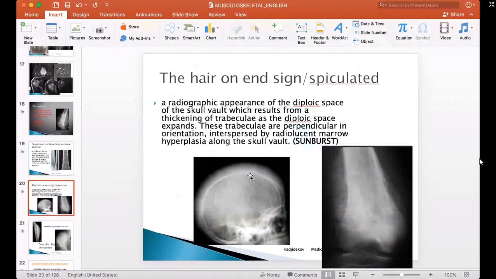Another type of periosteal reaction, which in fact refers to a malignant process, is the so-called hair-on-end, or spiculated, or even sunburst appearance, like the sun rays, for example. This is the radiological appearance of the diploic space of the skull vault, which results from a thickening of the trabeculae of the diploic space, and which expands towards the skin, and these trabeculae are perpendicular in orientation. They are interspersed by radiolucent marrow hyperplasia along the skull vault. So this is the hair-on-end sign, which is very common in some malignant processes, and the sunburst appearance as well.